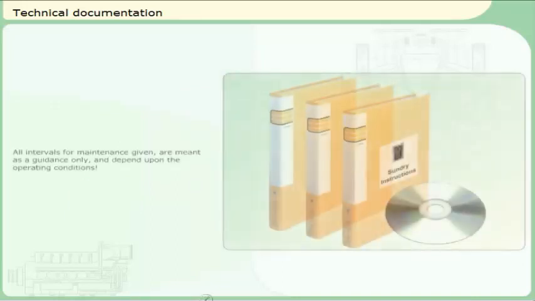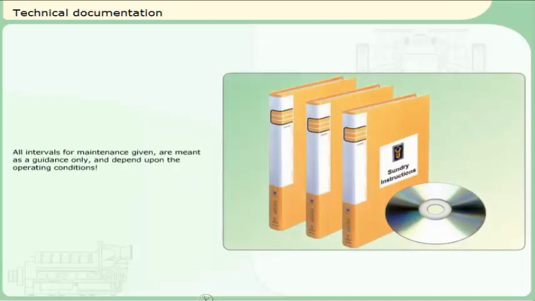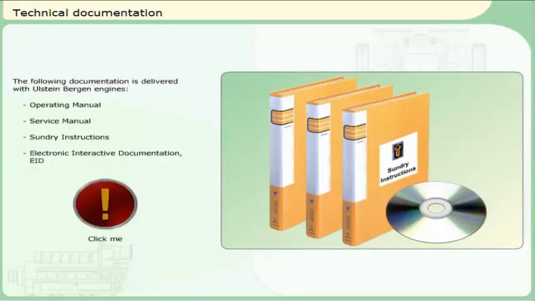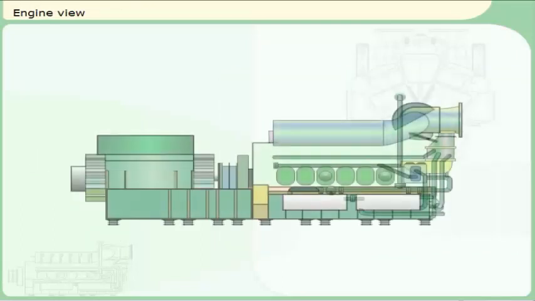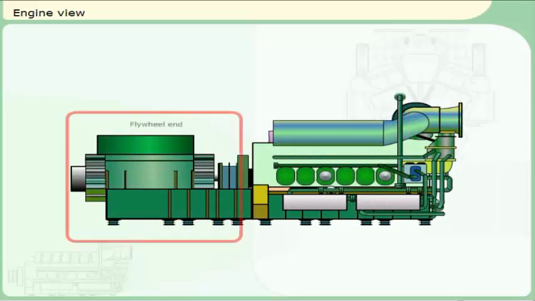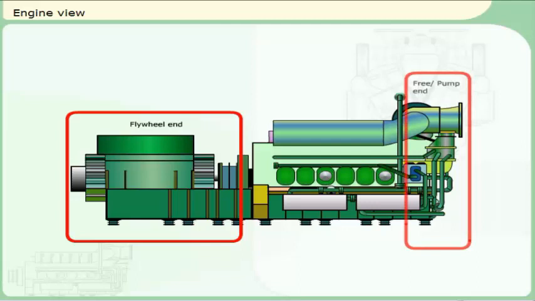All intervals for maintenance given are meant as guidance only and depend upon the operating conditions. The flywheel end of the engine is where the flywheel is fitted. The opposite end is called the free end or the pump end.